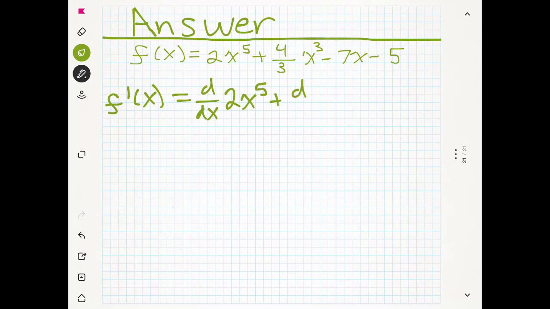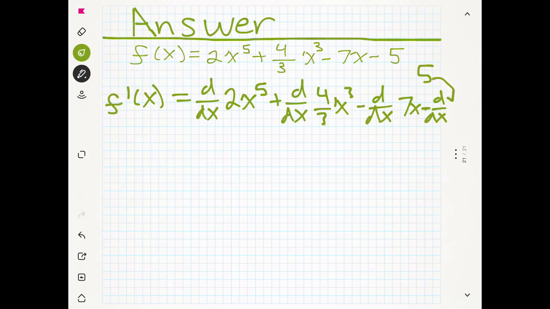We take the derivative of all the different components: 4/3 x^3. We break it down. Minus d over dx of 7x, minus d over dx of 5. There's a 5 down here. All right, so now let's elaborate further.